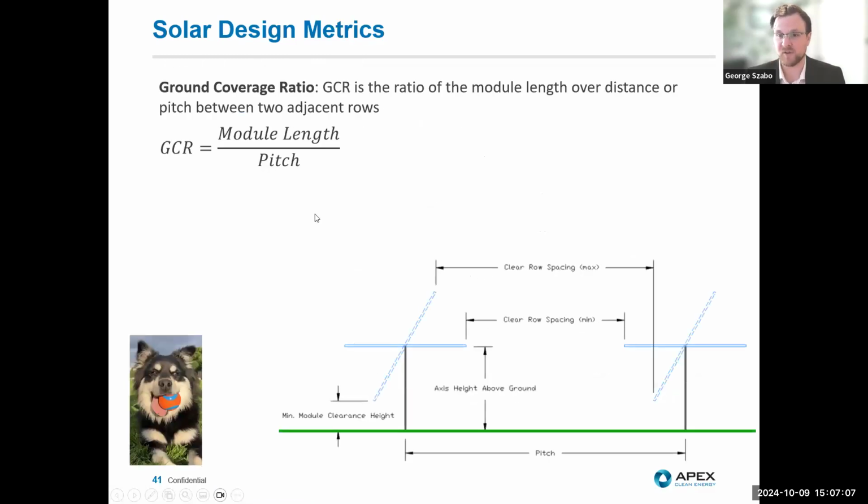Okay, last example, and then we'll pause and take some questions. Ground coverage ratio. This is also my friend's dog. I'm obsessed with this thing. It looks like a doll.